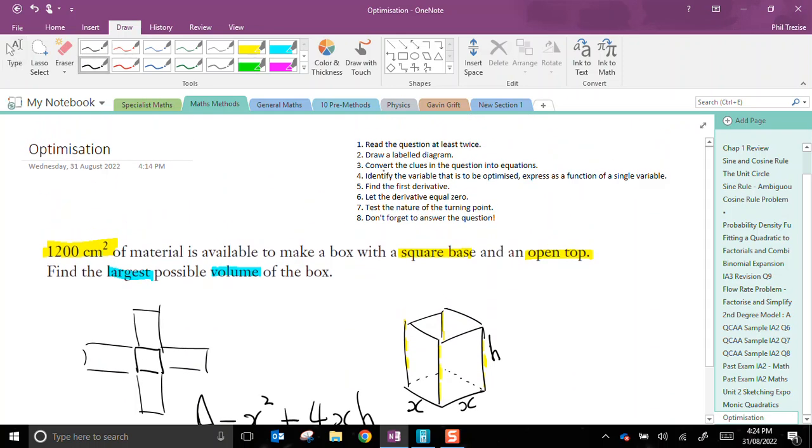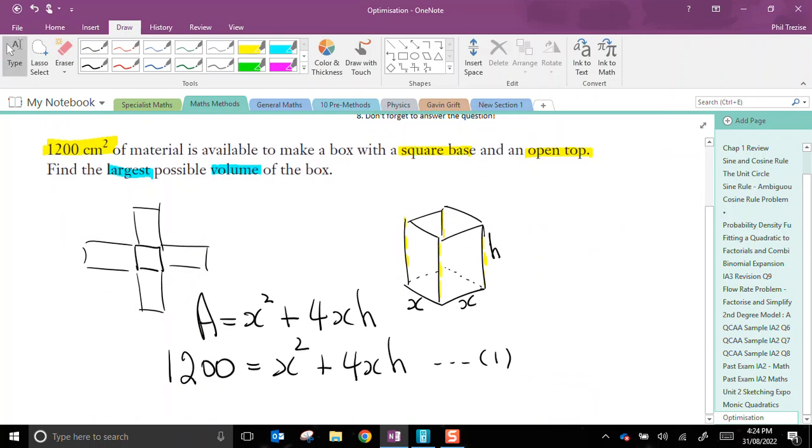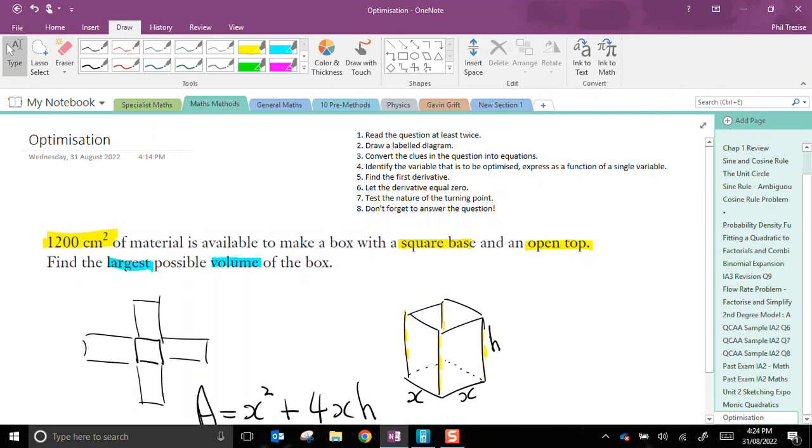Now let's see, what have we done? We've done step 2. We've converted the clues into equations. Well, we've started to do that. The clue about 1200 has turned into an equation. There might be more of those coming. And have we identified the variable that is to be optimised? Yes, volume. And have we expressed that as a function of a single variable? Well, no, that's my next part.